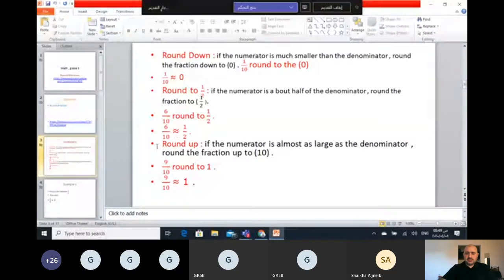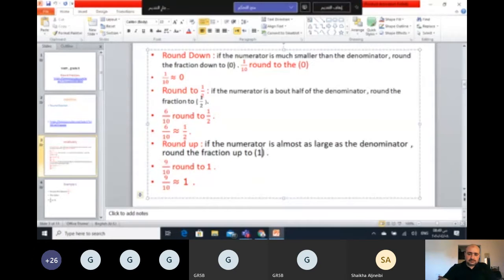The third case, round up. I use this rule if the numerator is almost as large as the denominator. Round the fraction up to 1. For example, here, 9 over 10 is rounded to 1.